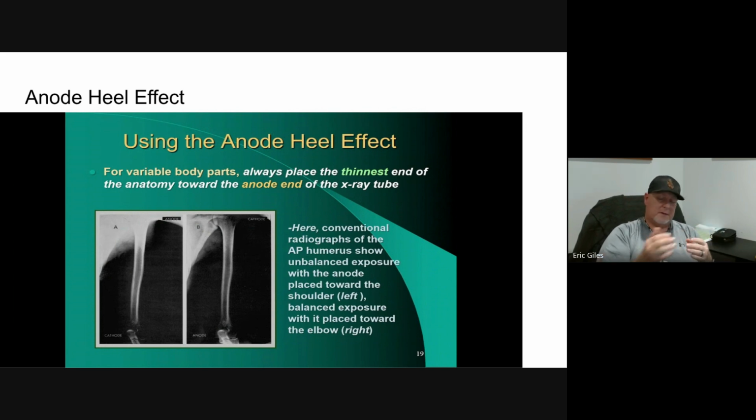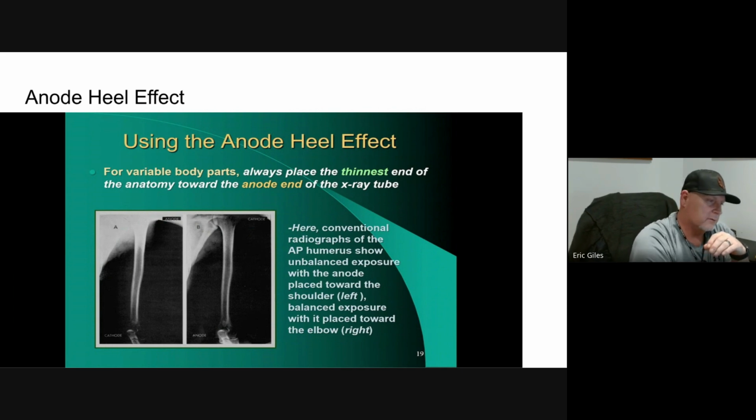So if you have something with a big differentiation, somebody with a big shoulder and a little bit smaller elbow, you're going to want to put that shoulder on the cathode end because you're going to need more power up here than you need down here. Okay, and that's what they did here. This first picture, the shoulder was up by the anode, and they're grossly underexposed at the shoulder area, and they're overexposed at the elbow area.